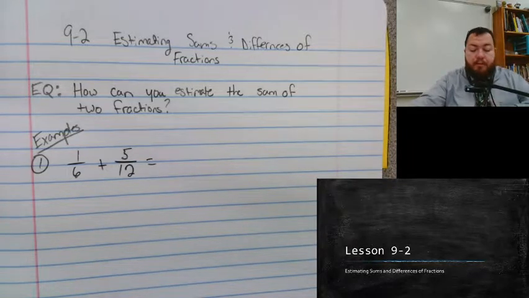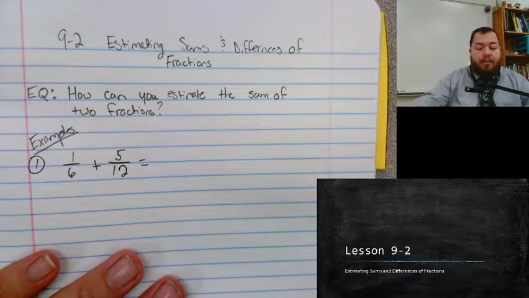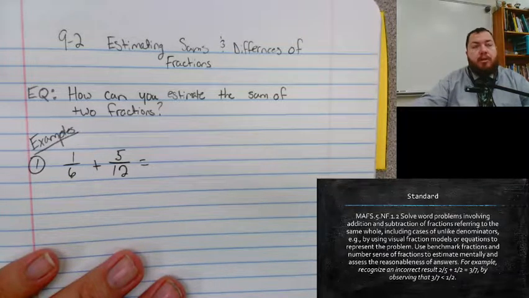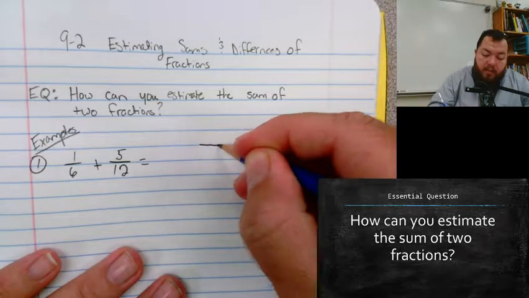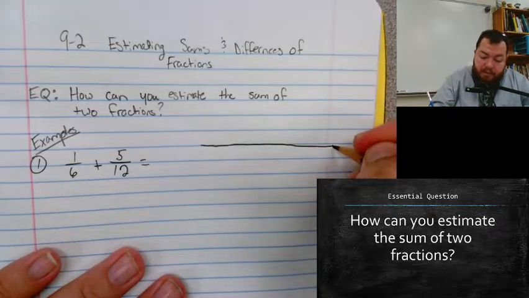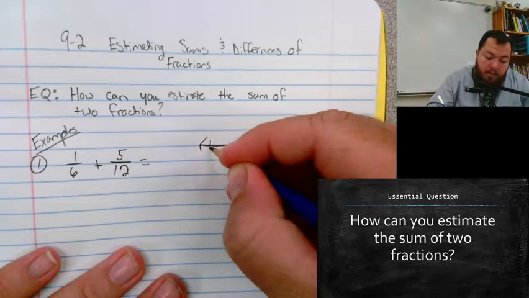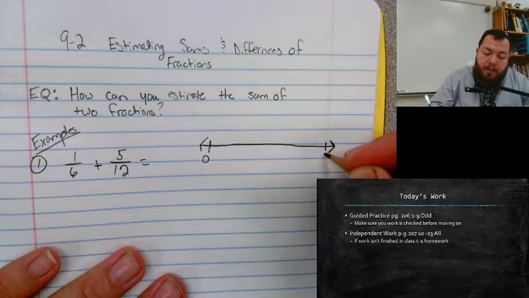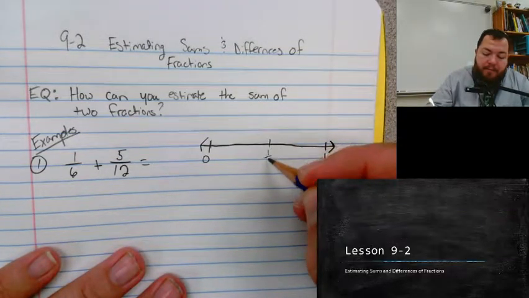So the first thing we're going to do, and I'm going to show you an example. In my head, I can pretty much know where 1/6 falls in comparison to my benchmark fractions. And I pretty much know that 5/12 is close to 1/2. But I want to draw this out on the number line so you guys can picture this. So on my number line here, I'm going to have a 0, a 1, and about halfway in between, I'm going to have 1/2.